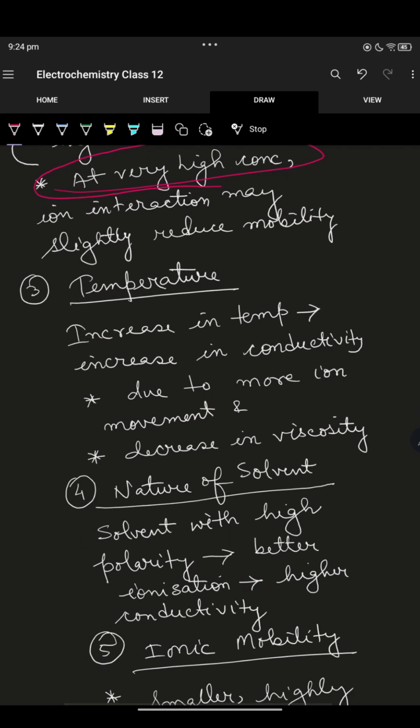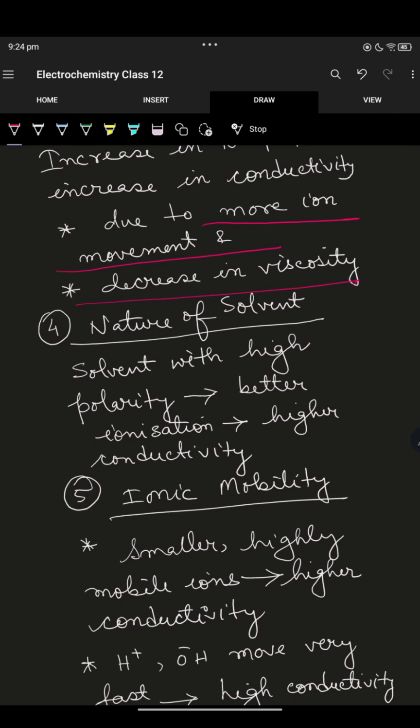Now, temperature is another factor. If the temperature is increased, this increases the conductivity due to more ion movement and decrease in viscosity. So, temperature is dependent on the ionic movement, dependent on the viscosity. And so, if increase in temperature occurs, the value of kappa also increases. Nature of solvent. Solvent with high polarity like water causes better ionization and has higher conductivity.